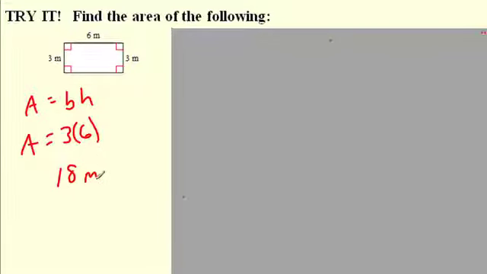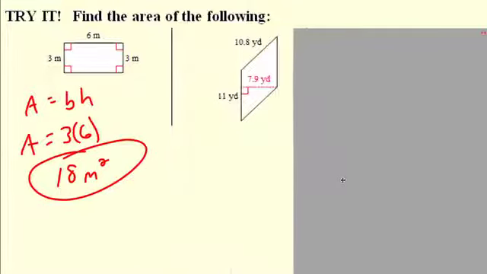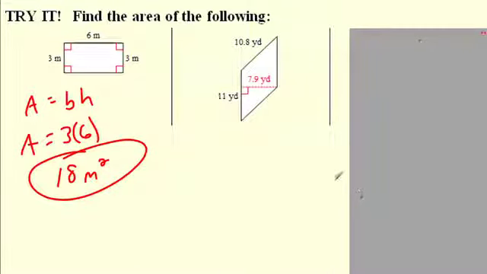Let's try some. Make sure we're good with this. So I am doing base times height, and this is a rectangle, so this is going to be 3 times 6. Just make sure you label everything. So this is what? This is 18 meters squared. So we got to put that label in there, especially on math checks and whatnot, or else we're not going to count it. Make sure you have it in there.